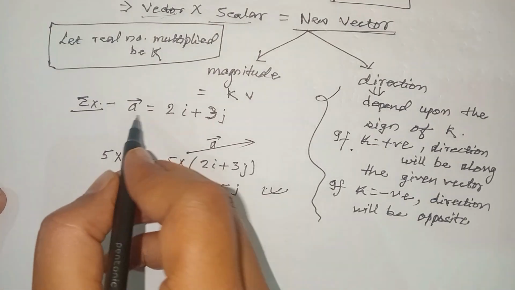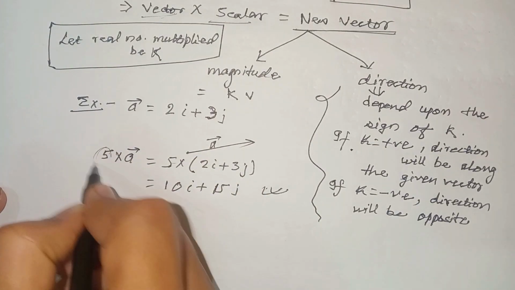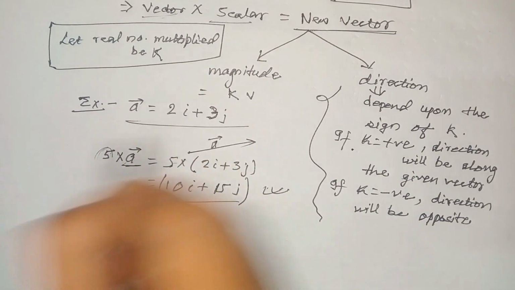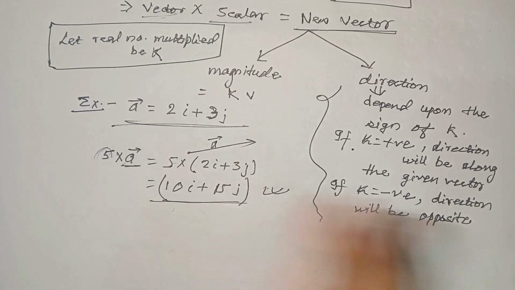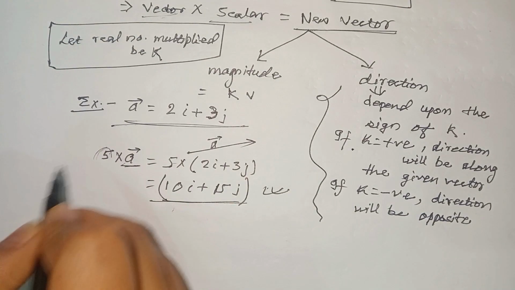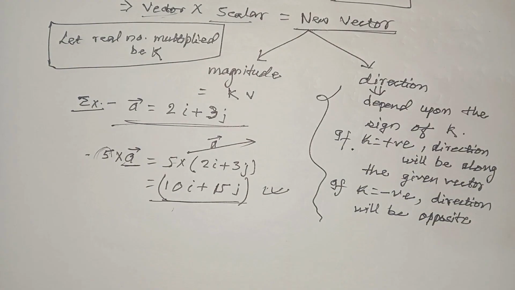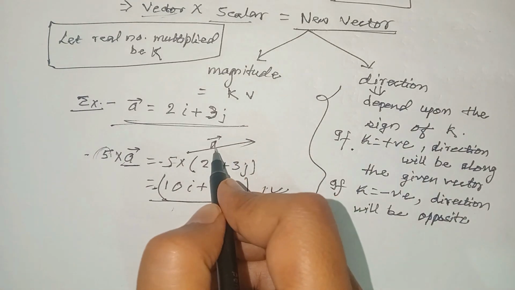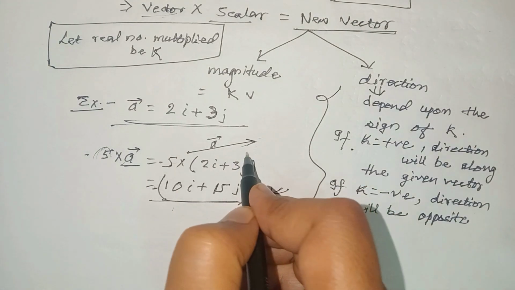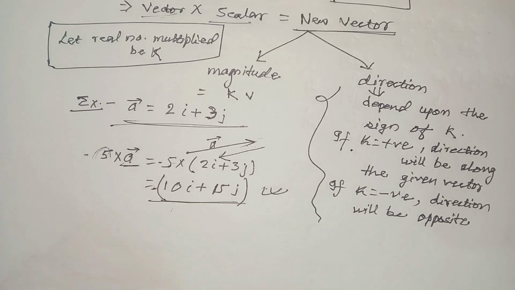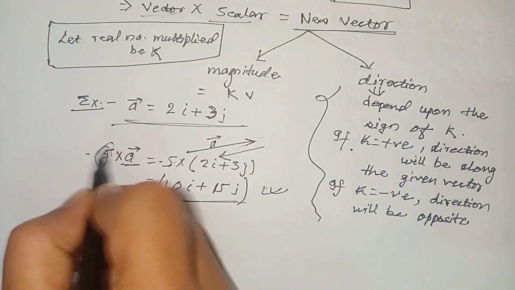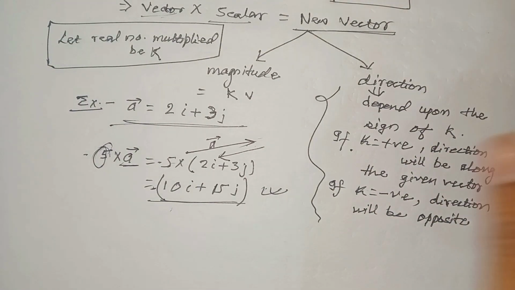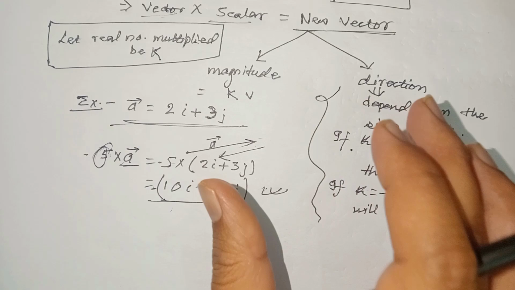Since 5 is positive, the new vector will have direction along the previous vector a. The direction of this and this will be the same. And if it had been multiplied by minus 5, then it would have a minus sign here, and the direction of the new vector would be opposite to the direction of vector a. Its magnitude will be multiplied by the real number, that many times. So this is the description of the new vector found.